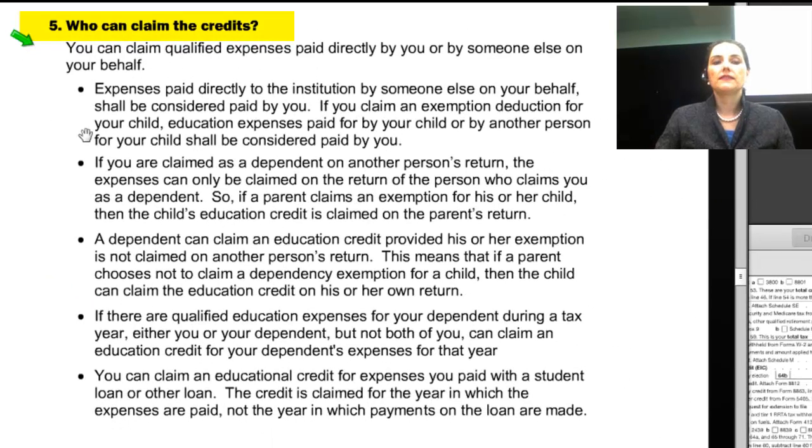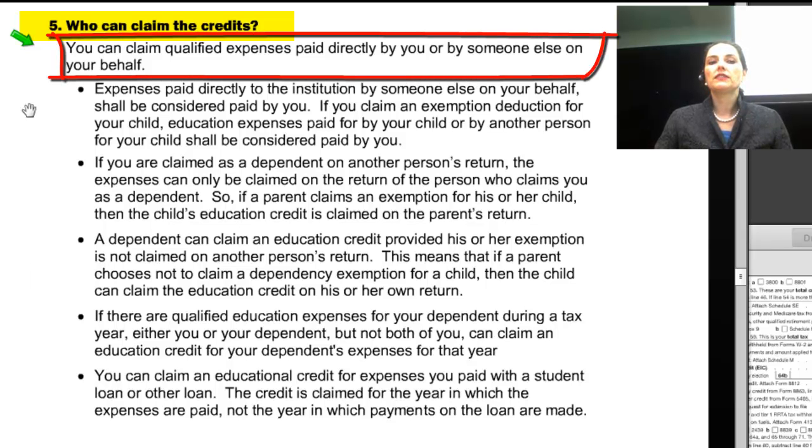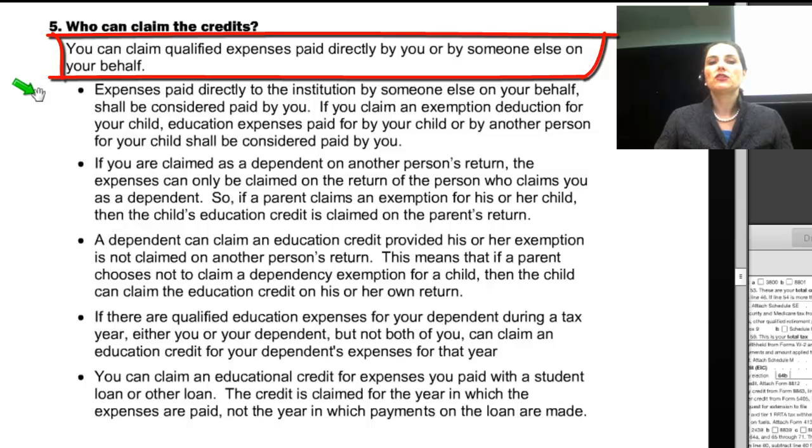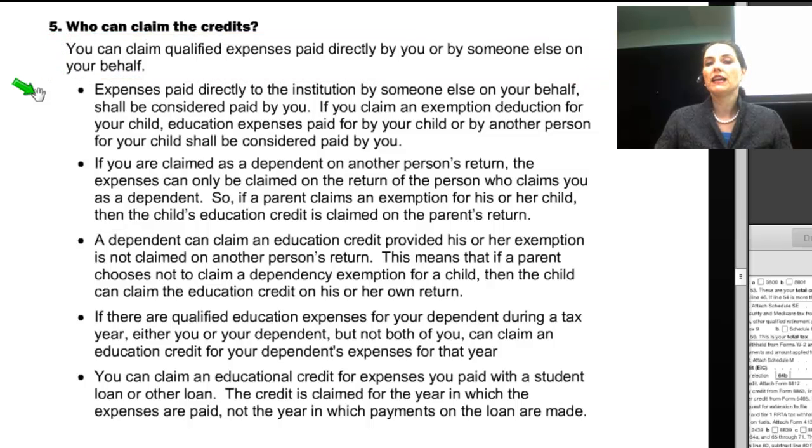So who can claim the credits? You can claim qualified expenses paid directly by you or by someone else on your behalf. Expenses paid directly to the institution by someone else on your behalf are considered to have been paid by you. If you claim an exemption deduction for your child, education expenses paid for by your child or by another person for your child shall be considered to have been paid by you.